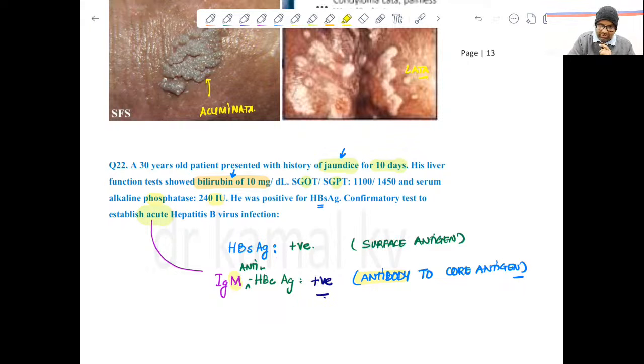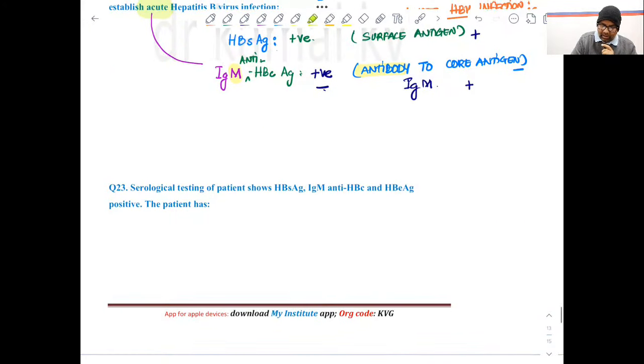So surface antigen positive and IgM type of antibody to core antigen positive. This is what is suggestive of acute hepatitis B virus infection. Clear? So this is how you need to diagnose it clinically. Then moving forward, and I have kept one more question here. So patient is surface antigen positive. The patient is IgM antibodies to core antigen, and the patient is also having hepatitis B envelope antigen.